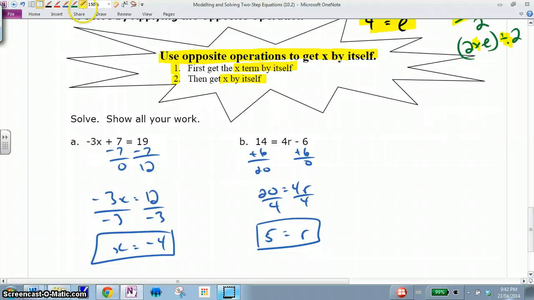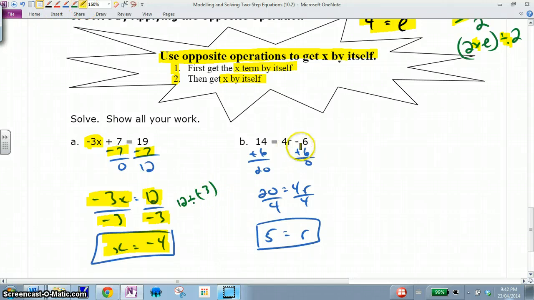If you're trying to follow steps, we first get the x term by itself. So in this case, we're taking away 7 on both sides. We get that the negative 3x is equal to 12. And then because it's negative 3 times x, we're dividing by negative 3 on both sides. We get that x is equal to negative 4. So I'll just write that in. We did 12 divided by negative 3.